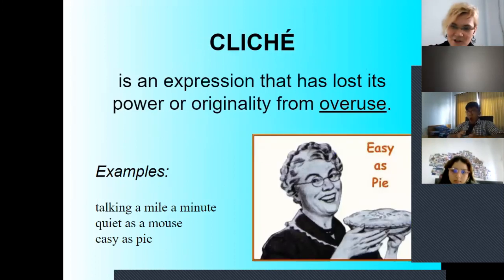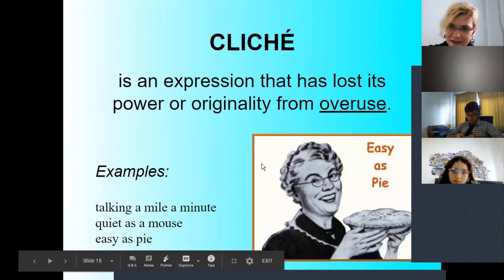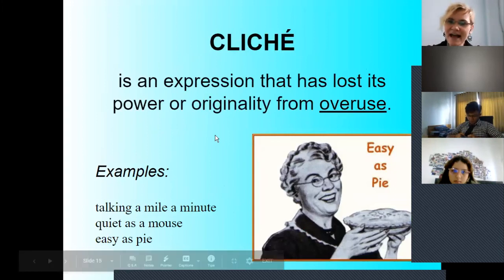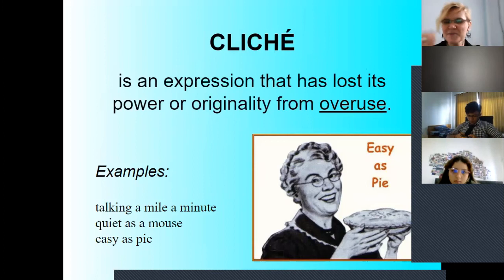Cliches. This is also my grandma. You see a lot of my grandma now. A cliche is an expression that has lost its power. You know, it's not original. It's overused. We don't want to use cliches, like talking a mile a minute, quiet as a mouse, easy as pie. Those are cliches. And in literature, mostly, we do not like to write cliches so much.